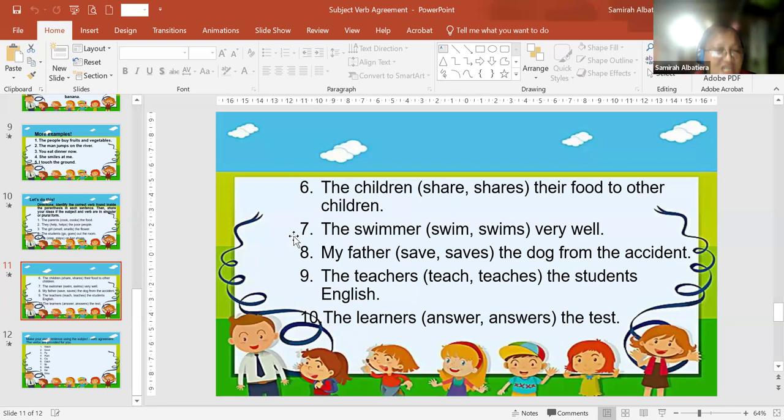The children share their food to other children. Plural subjects. Very good. It is a plural subject. Number 7. The swimmer swims very well. Very good. We are talking about a singular subject. Number 8. My father saves the dog from the accident. Very good.